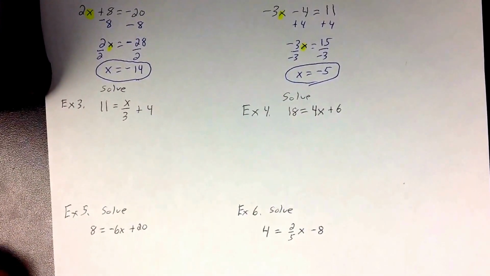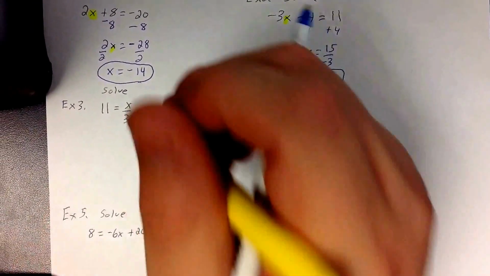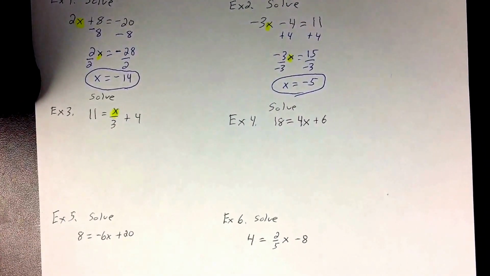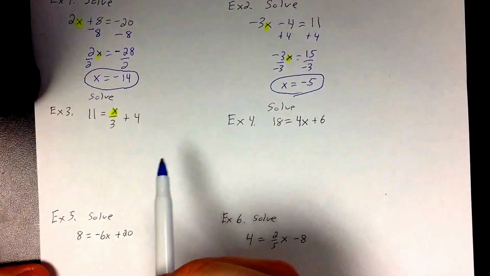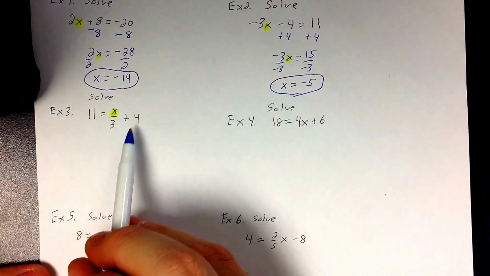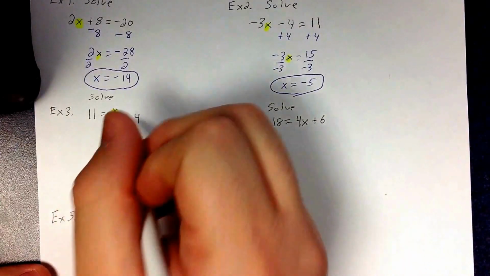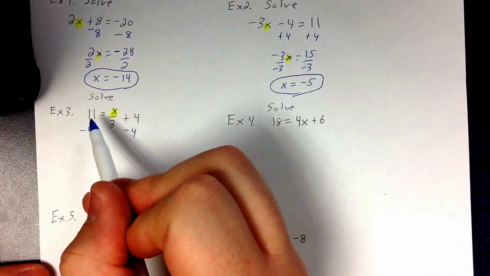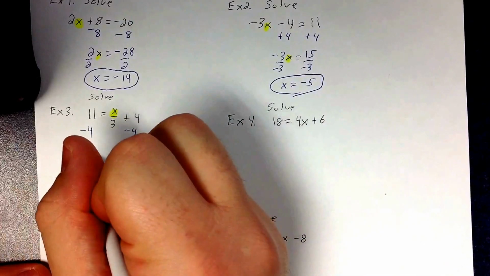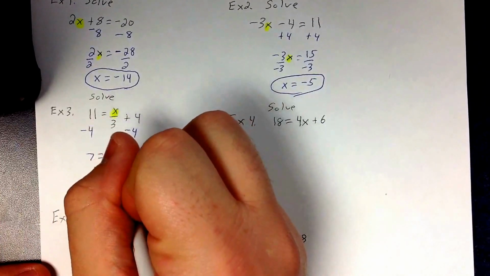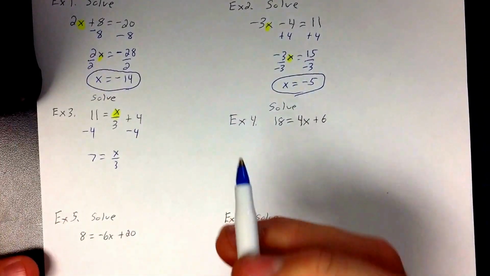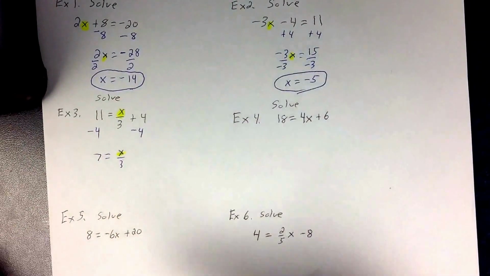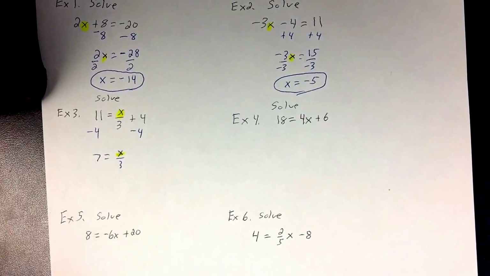Okay, example 3. It's an equation. This time my variable's on the right-hand side. So again, I still look to get rid of the addition or subtraction on the side of the variable. So on the right-hand side, I would need to get rid of a plus 4 by minusing 4. So 11 minus 4 is 7 equals x over 3.